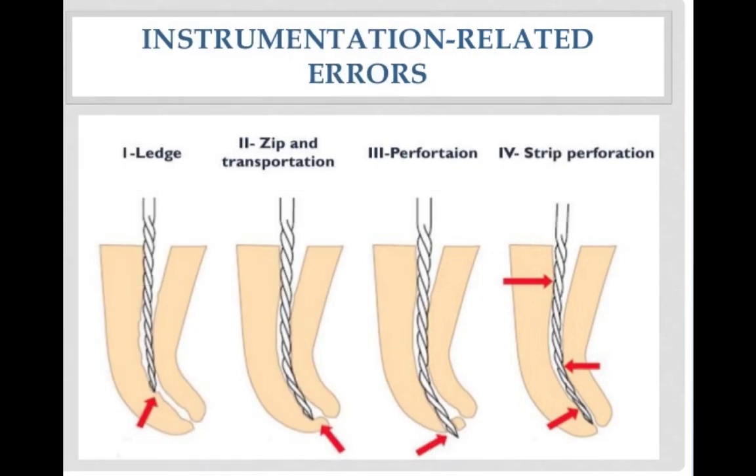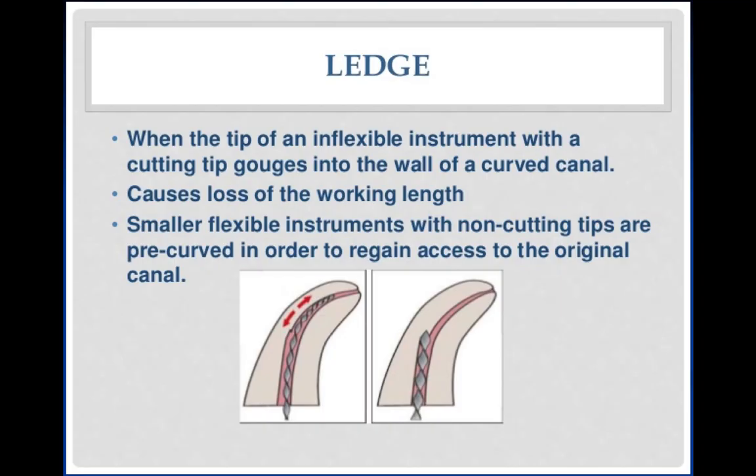Instrumentation related errors. First, ledge, then zip and transportation, perforation, strip perforation. Ledge. When the tip of an inflexible instrument with a cutting tip goes into the wall of a curved canal, it causes loss of the working length. Smaller flexible instruments with non-cutting tips are pre-curved in order to regain access to the original canal.